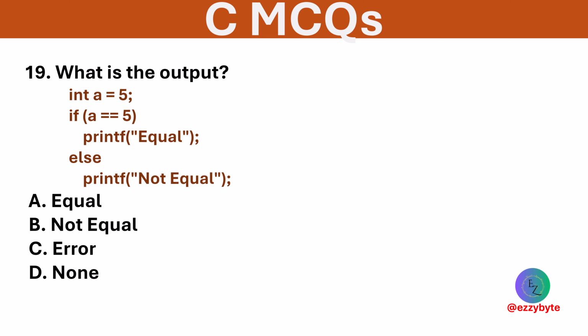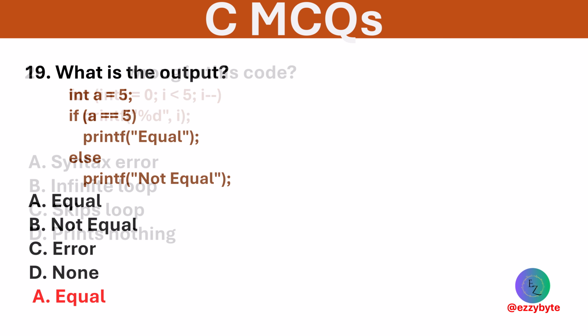What is the output of the following? Options are equal, not equal, error, and none. Option A is correct. Condition is true, so it prints equal.